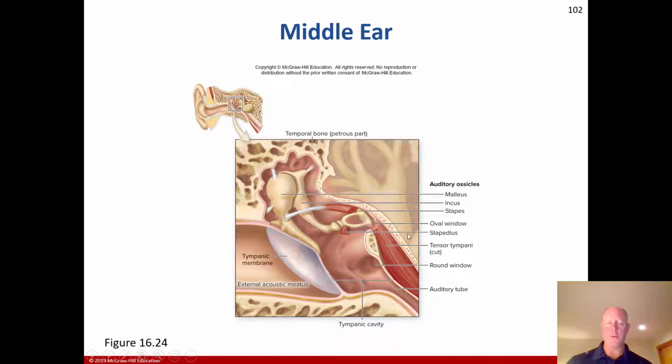The middle ear also will be on your final exam here, showing the little section with the temporal bone, petrous part once again, and the auditory ossicles from a different angle: the malleus, incus, and the stapes. Then we have the oval window, a little closer look than before, the stapedius, the tensor tympani cut right up here, our round window, our auditory tube, our tympanic cavity through this region here, and of course the external acoustic meatus and tympanic membrane.